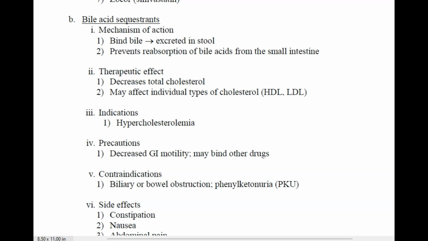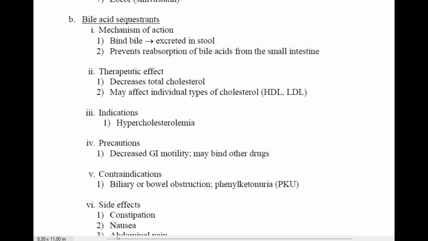So what's the therapeutic effect? What are we wanting to accomplish from this? So it's to decrease the total cholesterol, and in doing so, it may also affect individual types of cholesterol such as the HDL or the LDL. So LDL is known as the bad cholesterol and HDL is known as the good cholesterol.